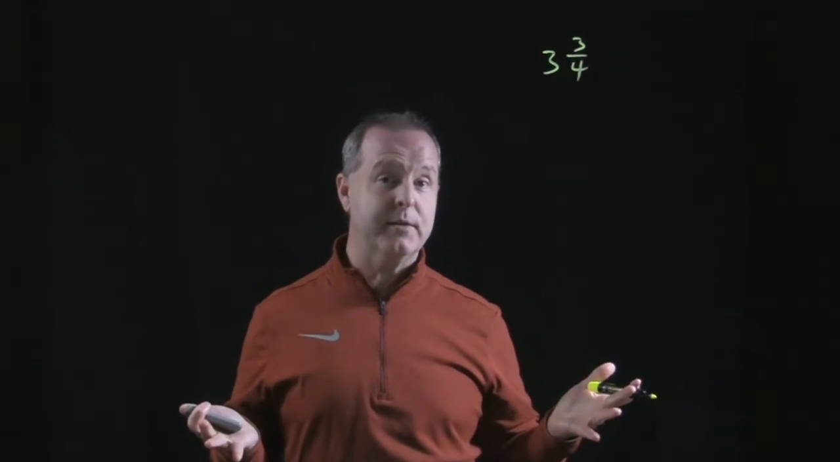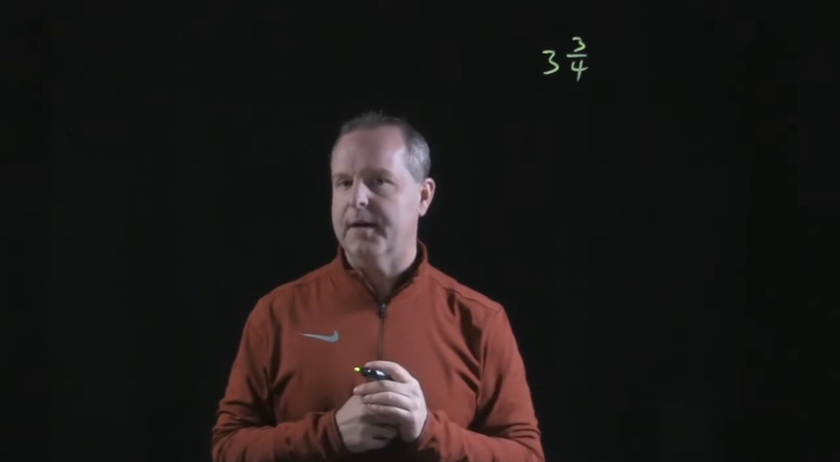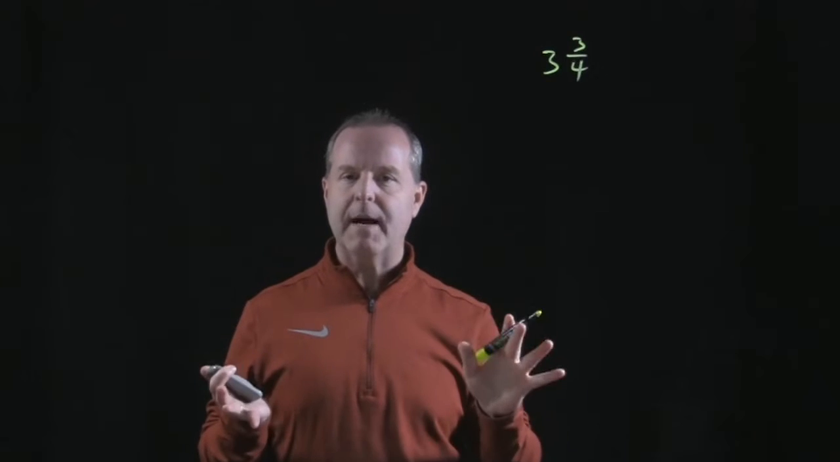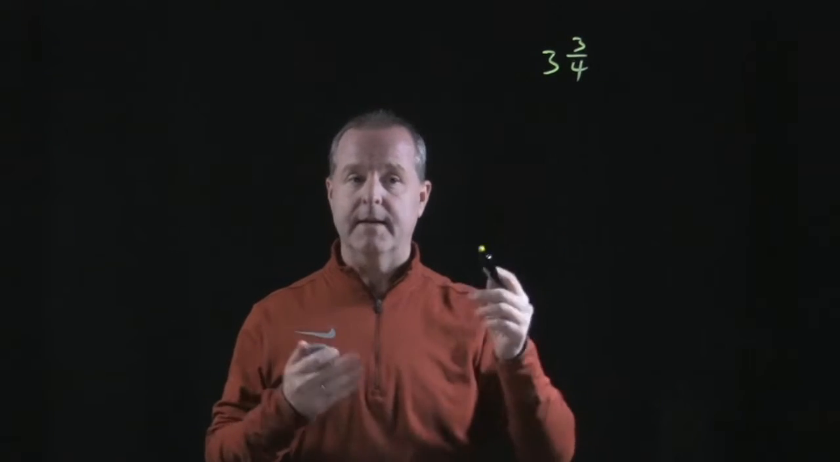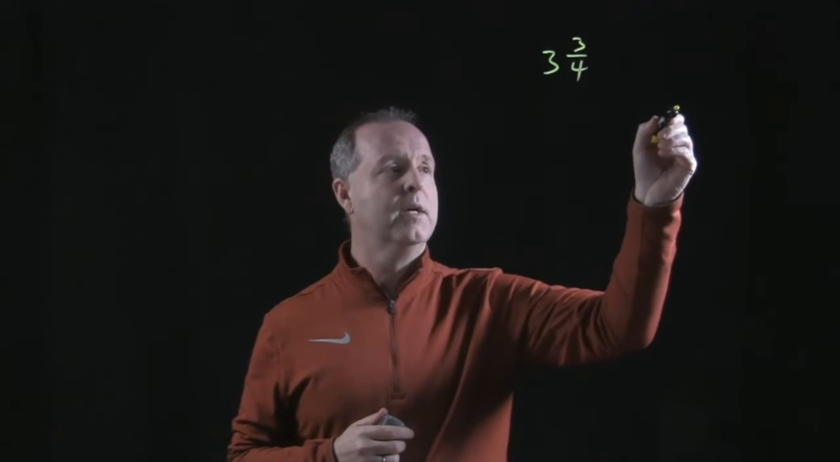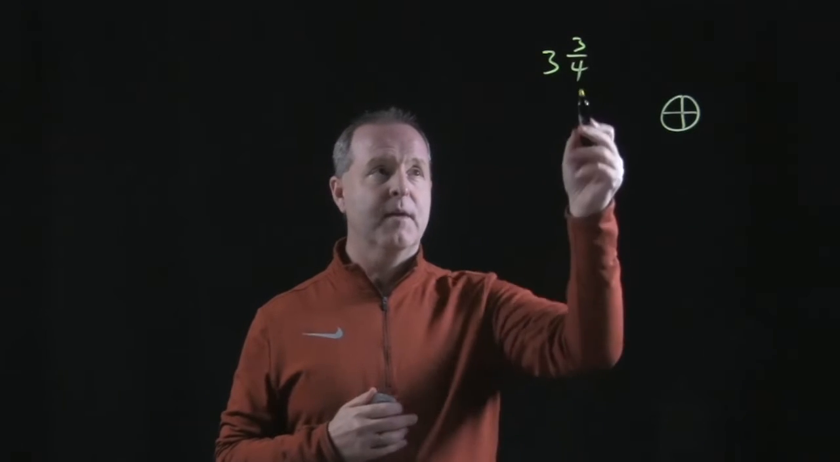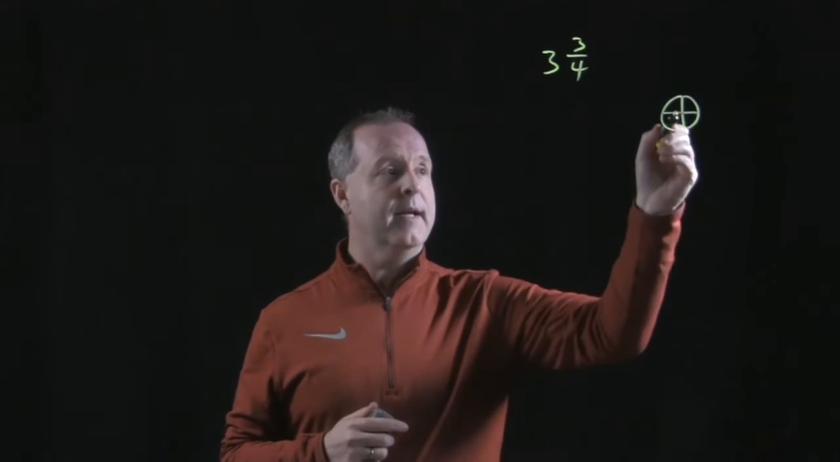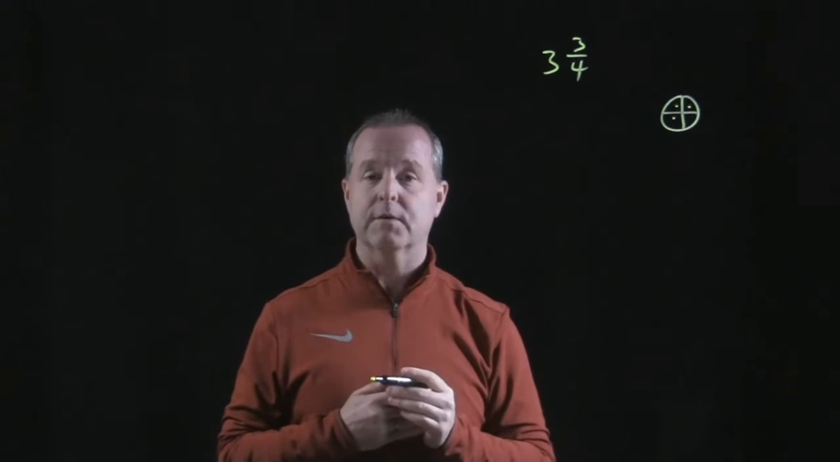Well, there's many ways to do that, but one way I like to do that is to develop a picture to help me understand what's happening. So here's my picture. I have to understand that there are 3 wholes in this, and I have a partial whole. So let me draw this partial whole. For example, I'm going to make a circle. There's 4 parts in the circle, and I know that I have 3 of them filled in, or I have 3 parts of those 4.